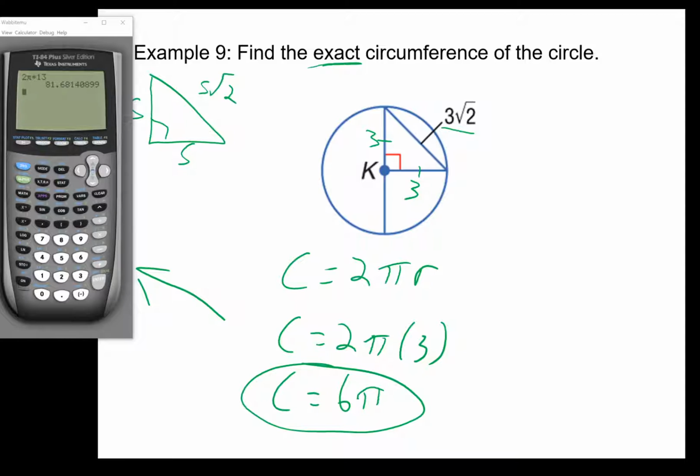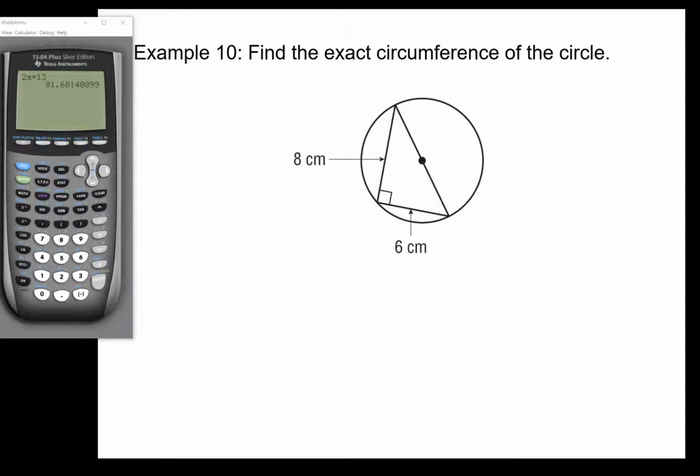When you start getting into pre-calculus, especially when we start talking about radians, we briefly mentioned radians back in the trigonometry unit, but it's going to be very important for you to get used to seeing answers like this. So 6 pi is our answer. I know it rubs you the wrong way, but get used to it.